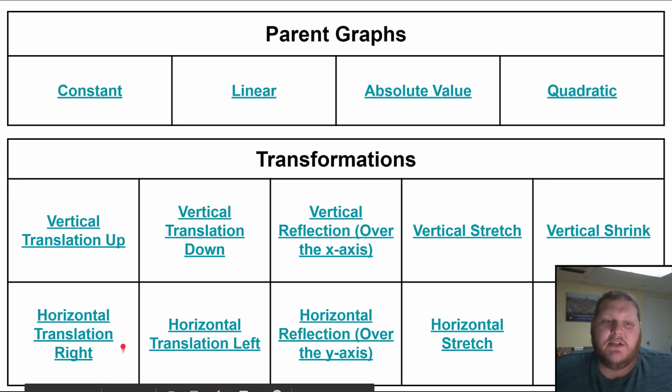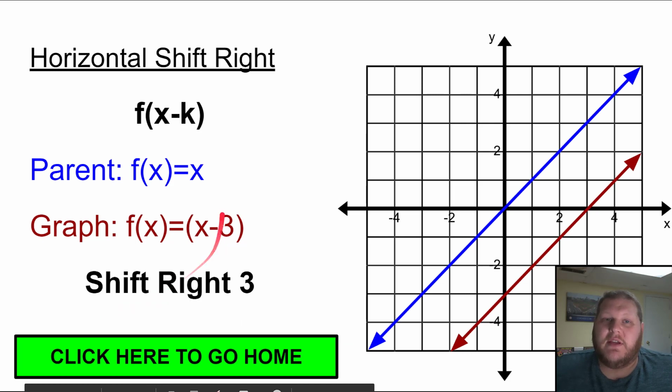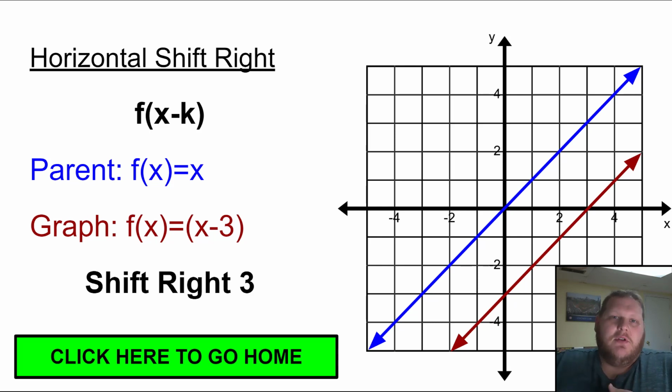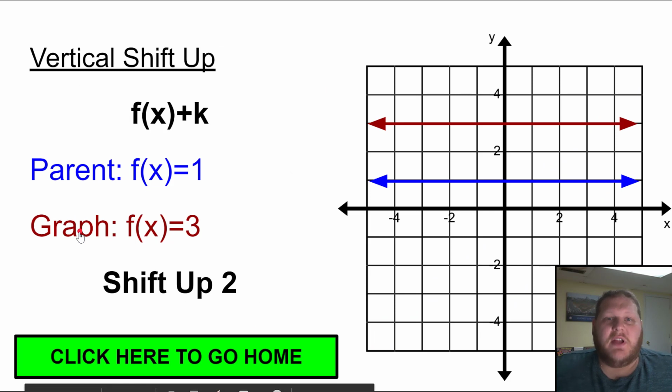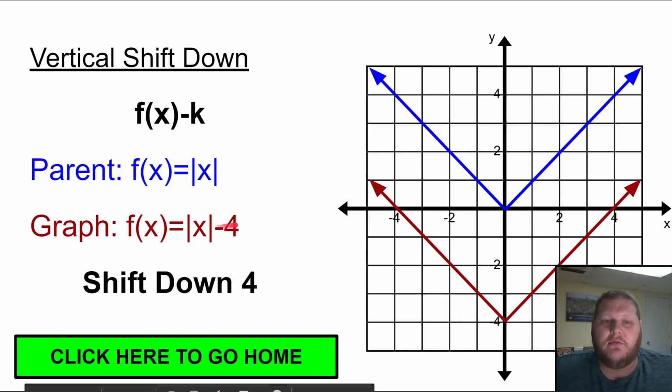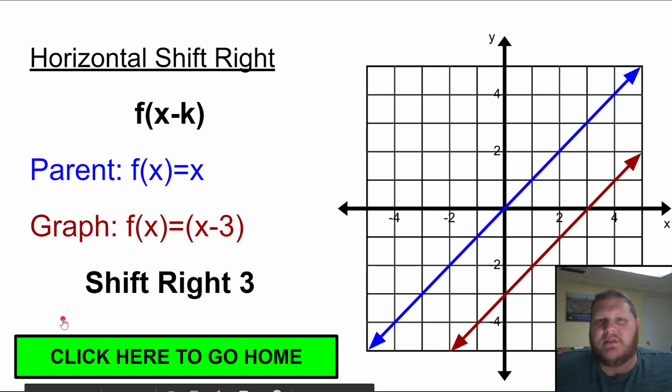Sticking with our translations, let's go to horizontal. Now this is where it starts to get a little bit weird, because for any horizontal movement, any horizontal change, it's the opposite of how you would usually expect it to happen. If we look back at shifting up, that was just adding. If I was shifting down, that was subtracting, which makes sense. Adding is going to move it up, subtracting is moving it down. Horizontals act in very weird ways. They are the opposite of what you would usually expect to happen.